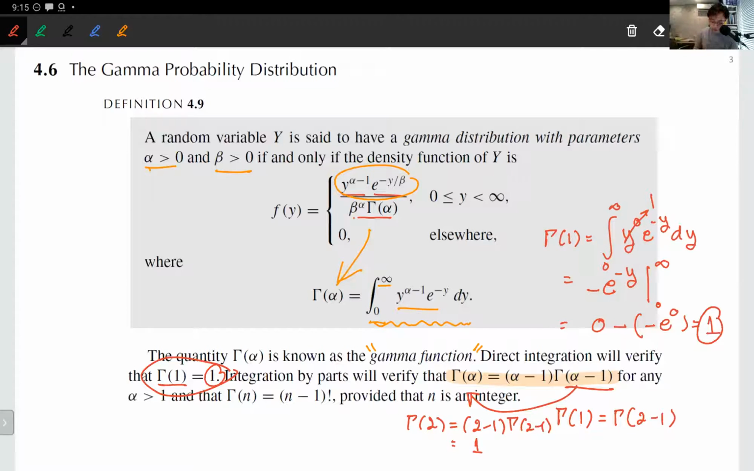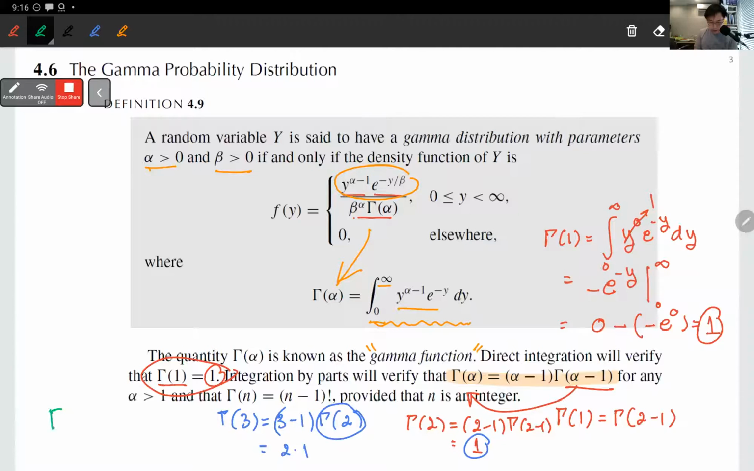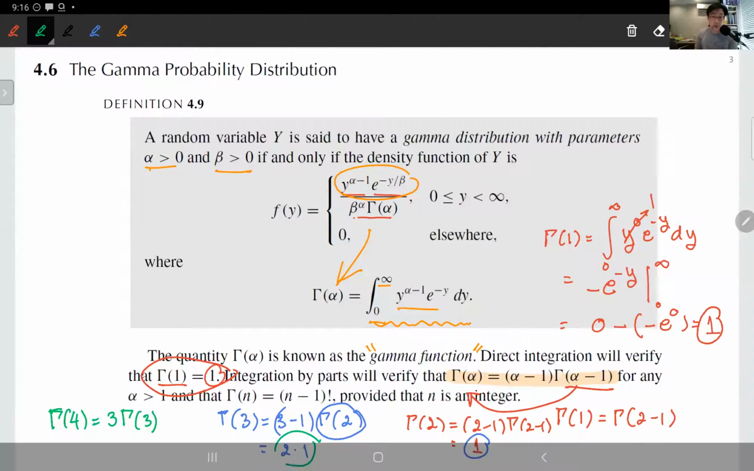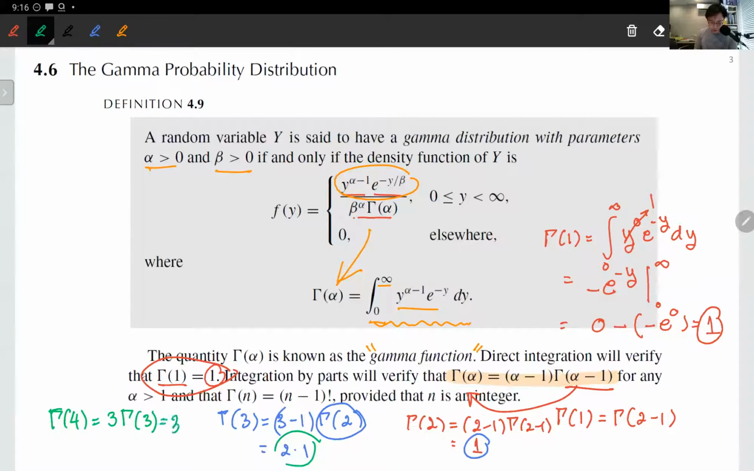Once you get to gamma 2, you can now move on to gamma 3, which is going to be 3 minus 1 times gamma of 2, of course. But gamma of 2, you already got, is 1. So it's going to be 2 times 1. That's your gamma 3. And now you start seeing something, yeah? If I try gamma 4, it's going to be 4 minus 1, which is 3, times gamma 3. But gamma 3 you already found out is 2 times 1. So it's going to be 3 times 2 times 1. Now you start seeing something, yeah? And then if I keep going, gamma 5.